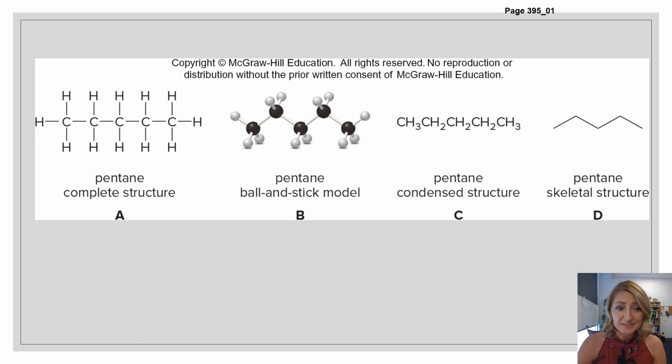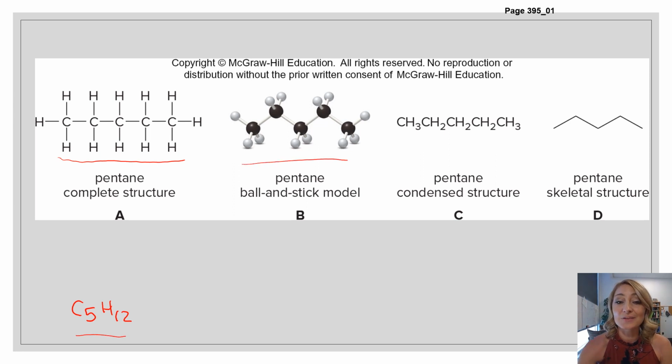Let's just review the different types. So what they're not showing me right now is my molecular formula. This is pentane. So pentane is going to have 5 carbons, and it's going to have 3, 5, 7, 9, 12 hydrogens. So that would have been the molecular formula. As a complete structural formula, we draw every single bond line and every single atom that's included in the molecular formula. This is what it would look like as a ball and stick model.